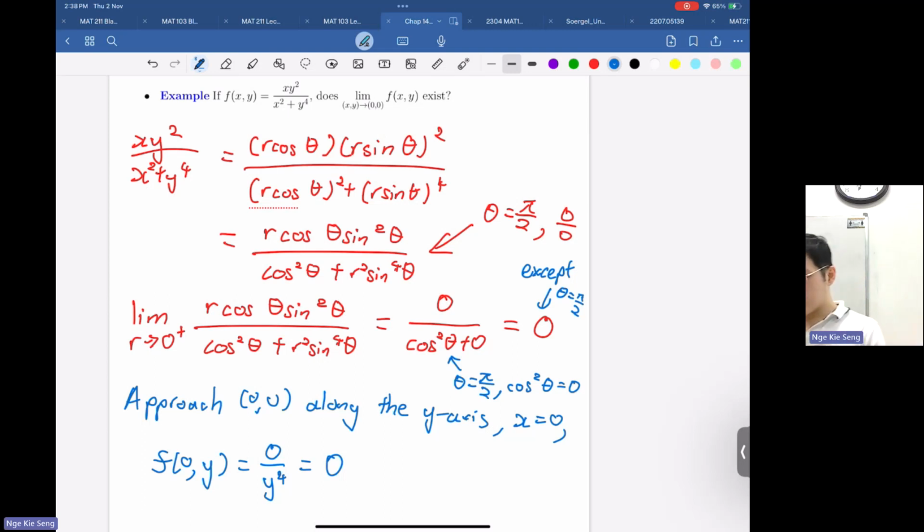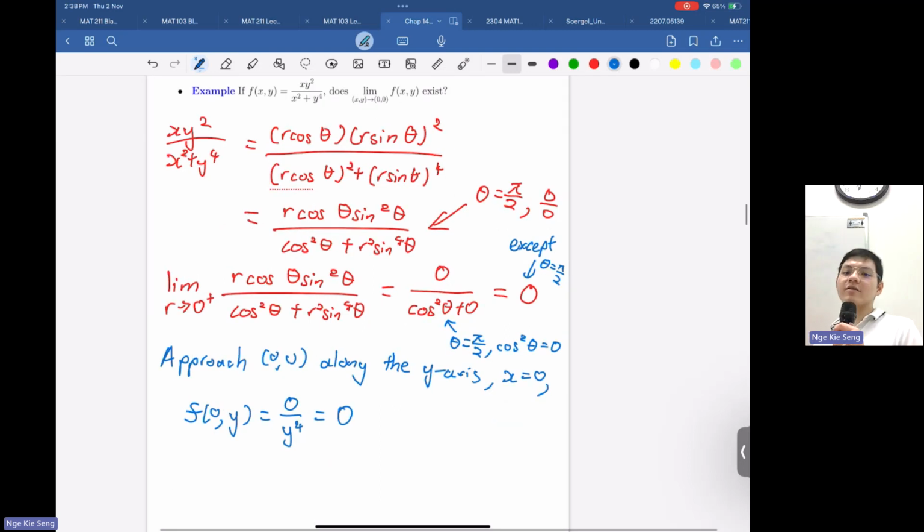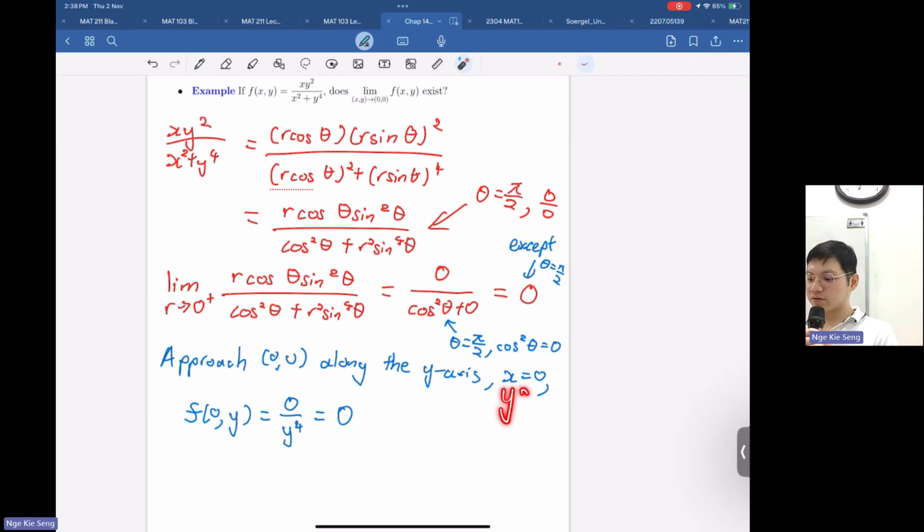So you know that one path goes to zero. Is there any path that won't go to zero? So which are the normal paths you can try? Y axis and also x axis. If you put x axis, what is it? X axis is y equals to 0. If y equals 0, you also get 0 over x squared. It's also 0. Again, 0.